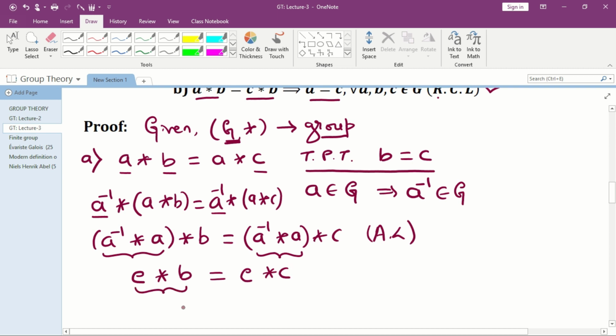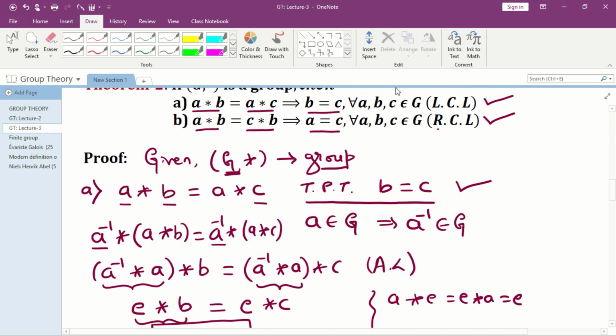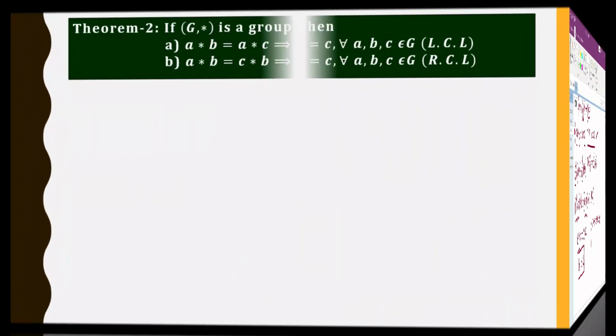Therefore, what is E star B according to identity law? Identity law is A star E is equal to E star A is equal to A, and it is true for all A belongs to G. So similarly, E star B is B, and E star C is equal to C. Therefore, we got B is equal to C. Therefore, we proved if A star B is equal to A star C, then B is equal to C. Similarly, you try to prove right cancellation law.